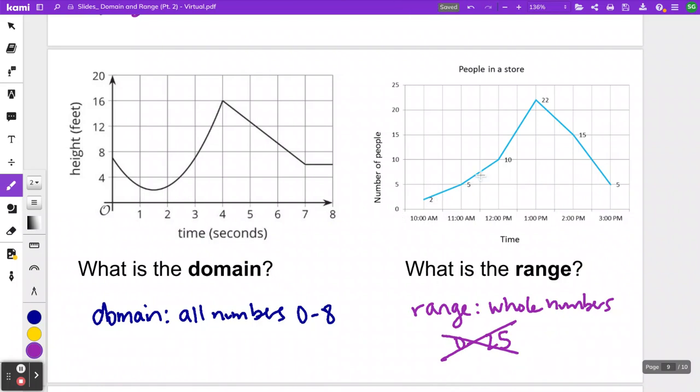Notice the line, some of those points are labeled. This lowest point right here on the graph is at the number 2. The smallest amount of people in the store based on this graph was 2 people. And it goes from 2 people all the way up to that largest amount, the maximum number of people in the store, which is right here at 22. So my range at any given time, there must be between 2 to 22 people in the store. So my range is whole numbers from 2 to 22.